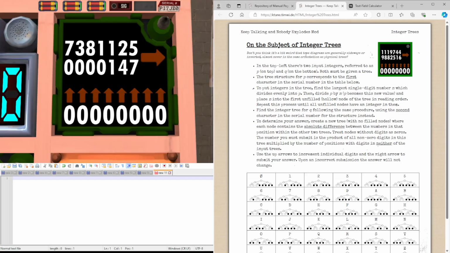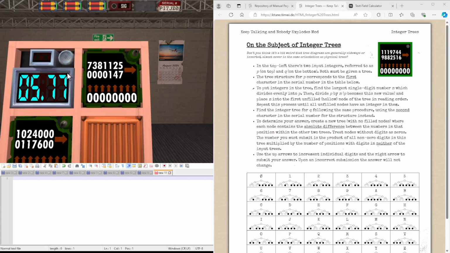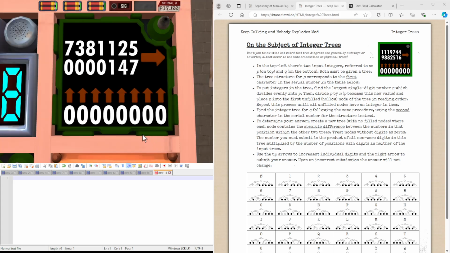Hello guys, KTaNE here, and welcome to integer trees. So this is what the module will look like. If you remember, this module used to look a lot different, but it's recently been revamped, and this is what the new version looks like. And the aim of the module is slightly different. So we're going to be given two numbers, which we call P and Q, and we're going to be building two integer trees out of them.